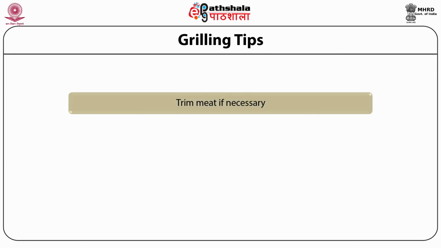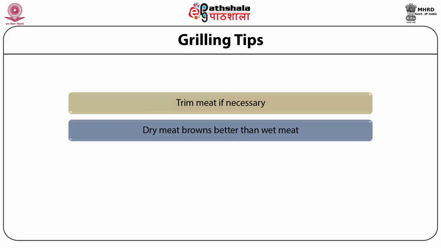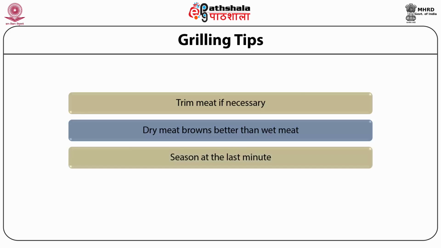Grilling tips. Trim meat if necessary. Remove silver skin, connective tissue or fat. Dry meat browns better than wet meat. Pat wet or marinated meat dry before grilling. Brush meat with oil or rub with infused oil. This adds flavor and prevents meat from sticking to grids.